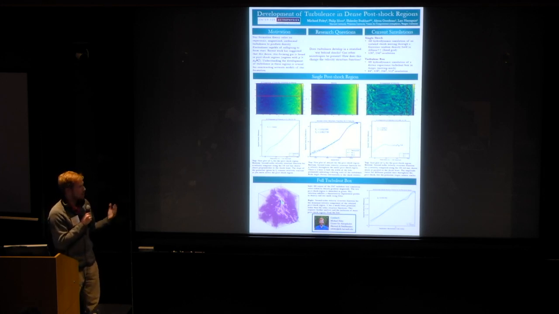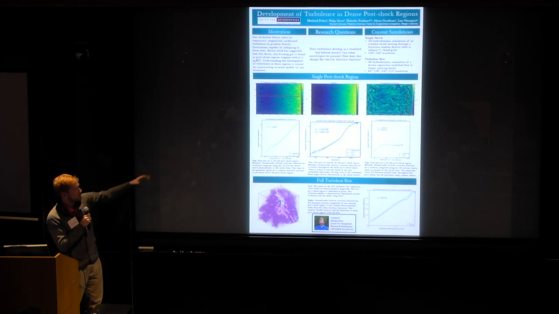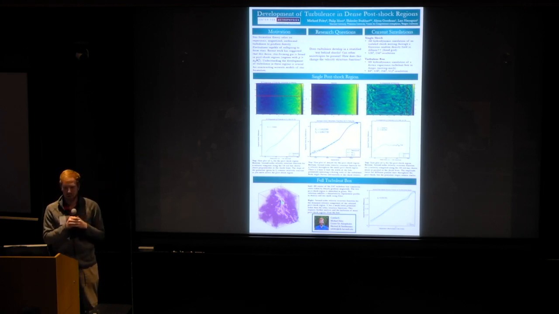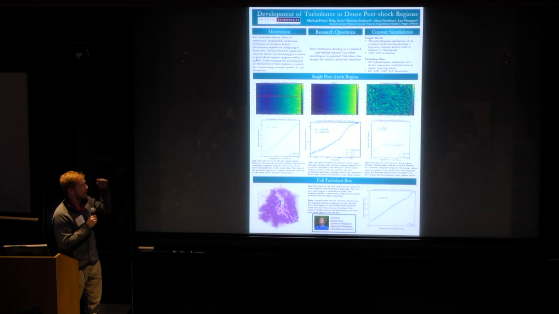To do this, we've recently run 2 simulations. One looks at a single isolated shock, as shown in the middle of this poster. We look at the second order velocity structure function, parallel and perpendicular to the shock, and also for the entire box. We get very different structure functions for the parallel and the perpendicular components.